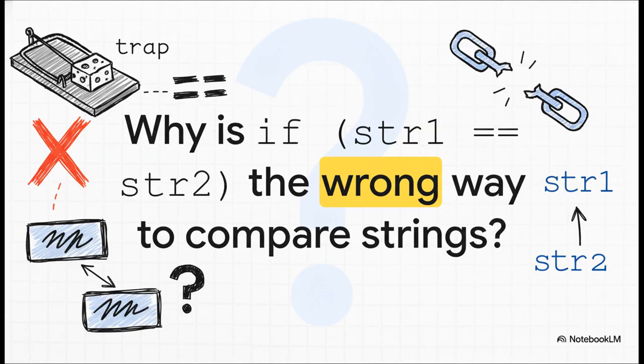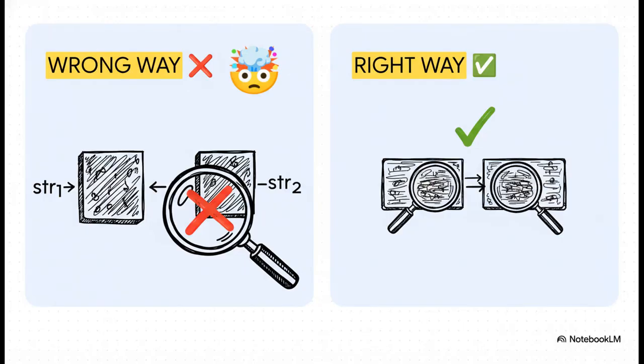Let's dig into why this is a huge mistake. And this slide lays it all out perfectly. Here's the deal. When you use == on strings, you're not actually comparing the letters inside them. No, you're comparing their memory addresses. You're asking, are these two strings living in the exact same spot in my computer's RAM? Which is almost never true or what you want to know.